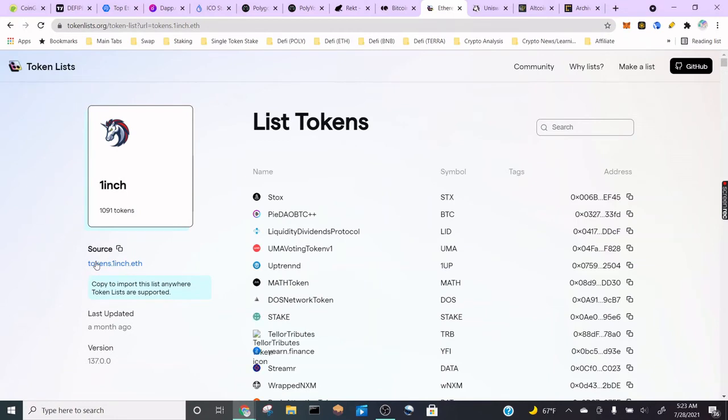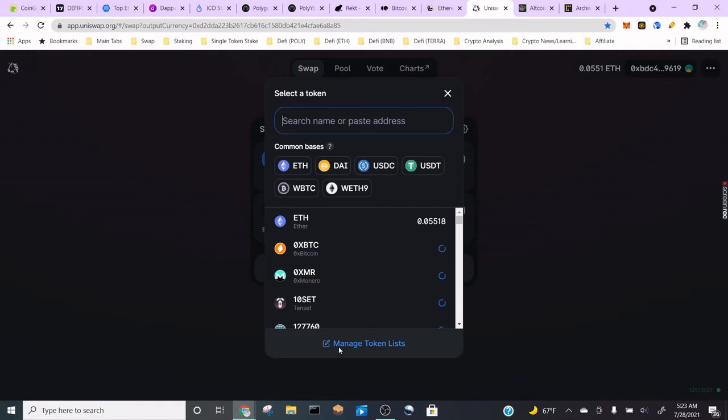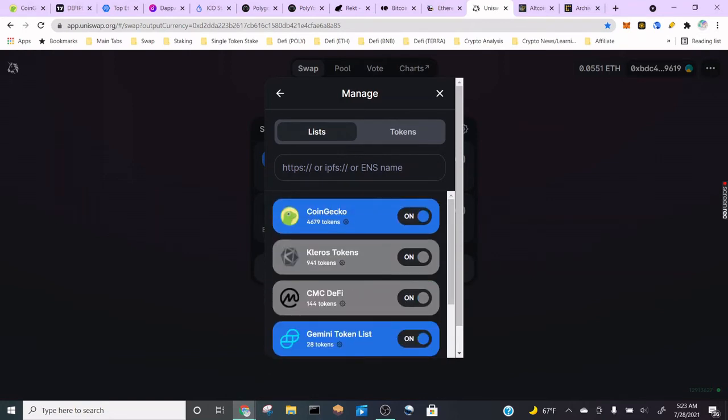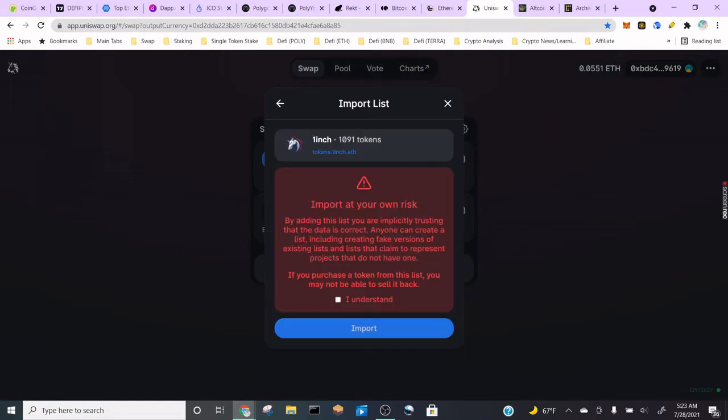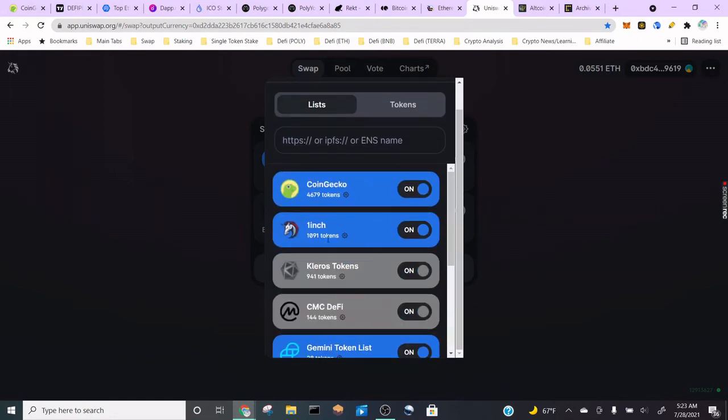But this is pretty simple. All you do is go to 1inch exchange, if you know what 1inch is, and you come here and click this and it copies it to your clipboard, and then you come to Uniswap. Uniswap pulled up here, and if I'm not mistaken, you go to select the token, manage token list. And do I have it already on here? This is all the lists that are going to be on here. Like I put CoinGecko in, but now I should be able to paste 1inch, import at your own risk. I get it. And now, where is it? Is it in here? 1inch. So I got 1,000 more tokens.